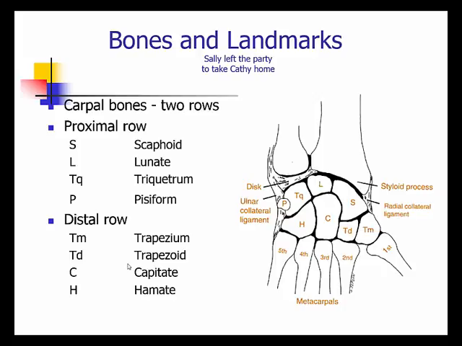So here are the bones and landmarks. The carpal bones are two rows of bones. You have the proximal row, which is made up of the scaphoid, lunate, triquetrum, and pisiform, and then the distal row, which is the trapezium, trapezoid, capitate, and hamate.